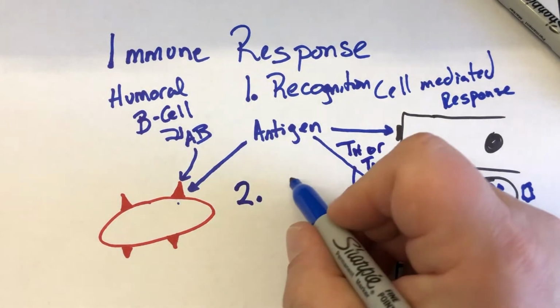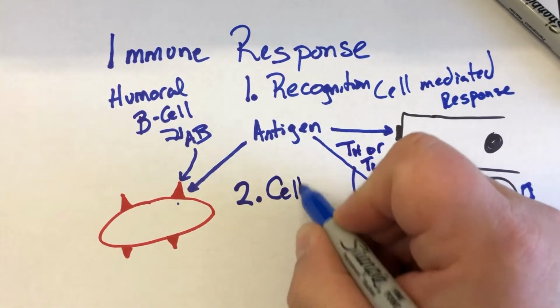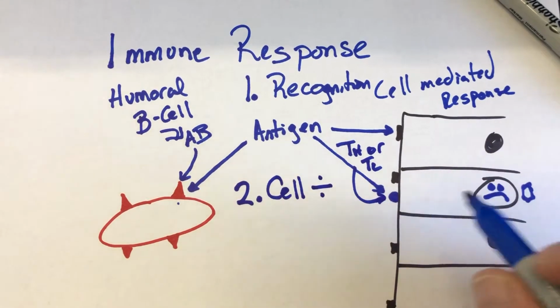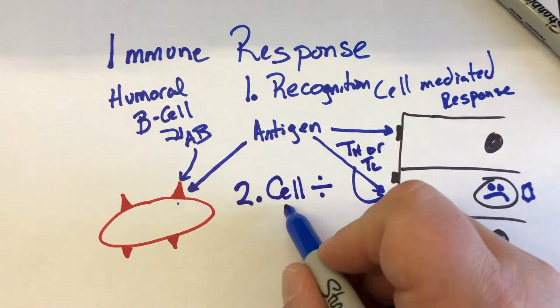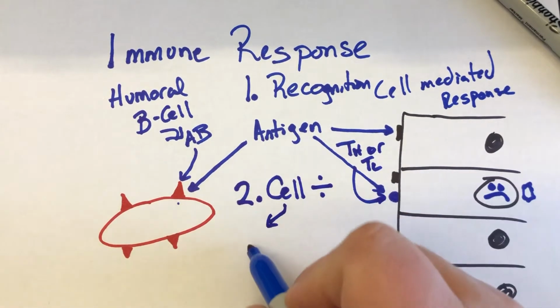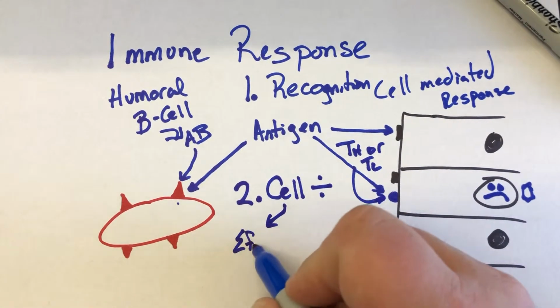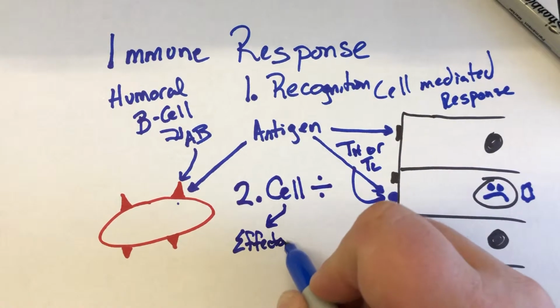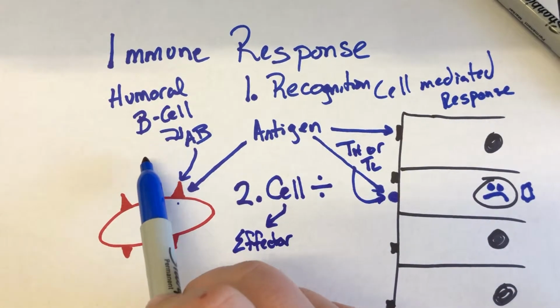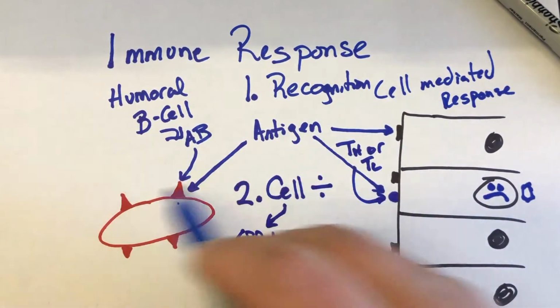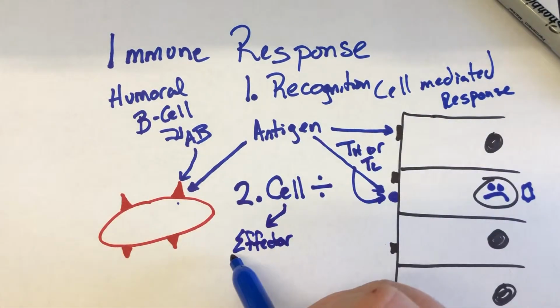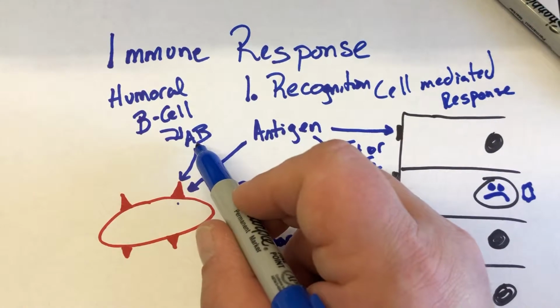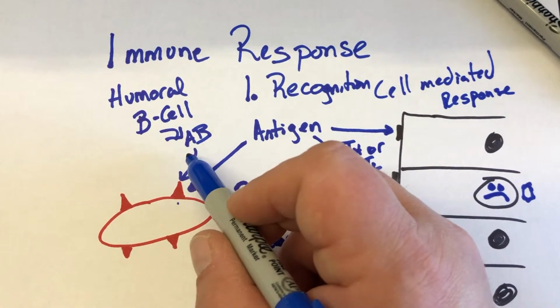Okay. Step number two, once recognition takes place, that triggers cell division. And as a result of cell division, we create two sorts of cells. We create the effector cells, and in the case of the B cells, you're going to create effector cells which produce more antibodies. So the more effector cells we have, the more antibody is produced over and over again.